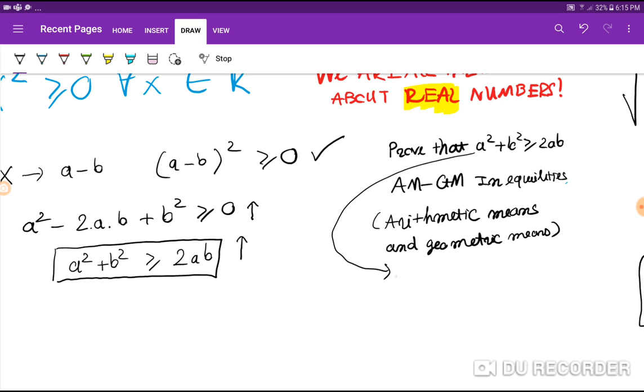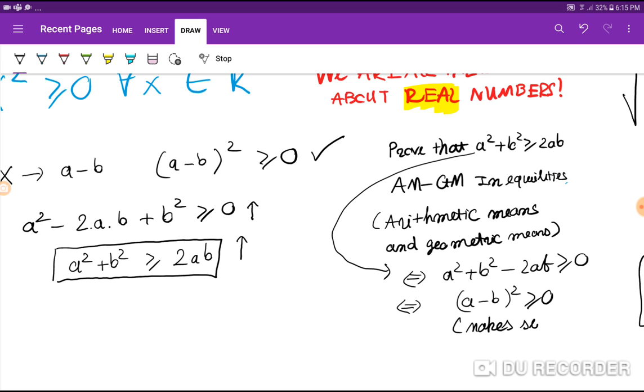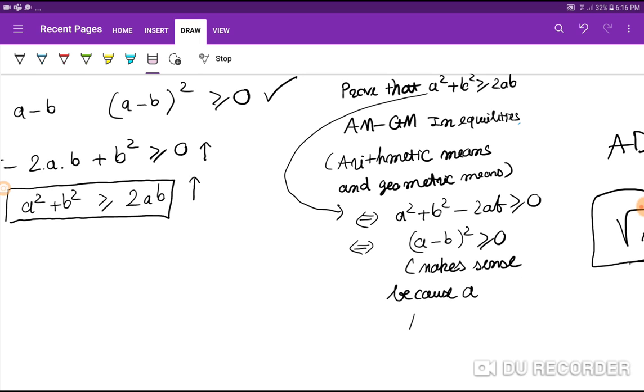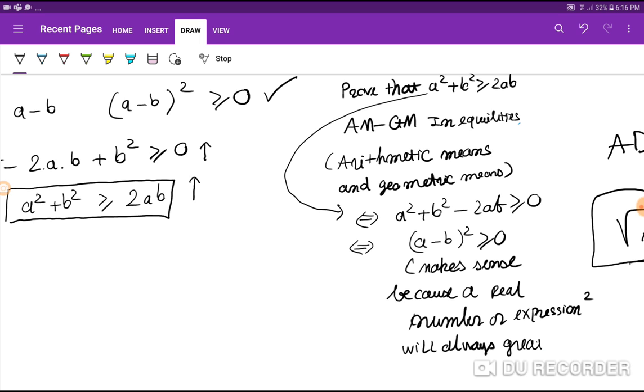Yeah, so if the teacher asks you to prove a squared plus b squared greater than or equal to 2ab, if you subtract 2ab from both sides, you have a squared plus b squared minus 2ab greater than or equal to 0. And then you will have (a minus b) squared greater than or equal to 0. Makes sense because a real number or expression squared will always be greater than or equal to 0.